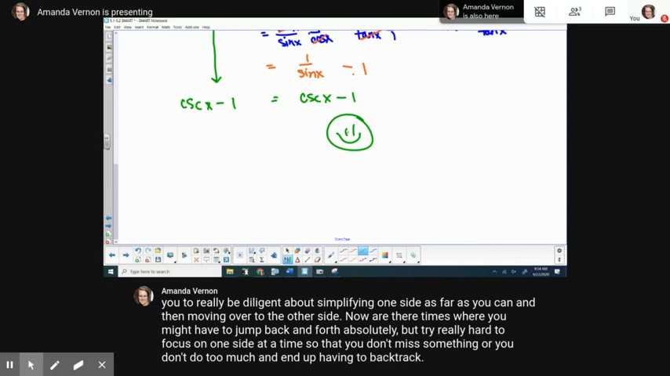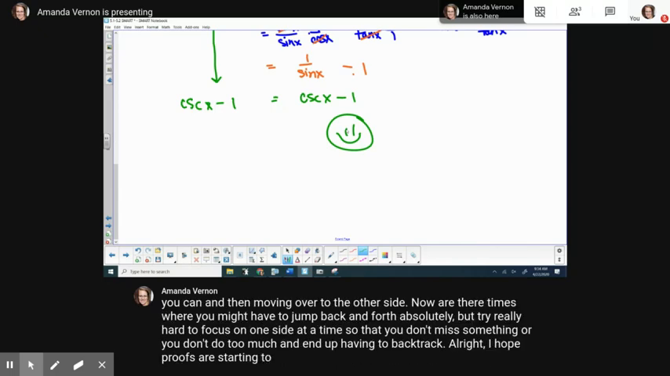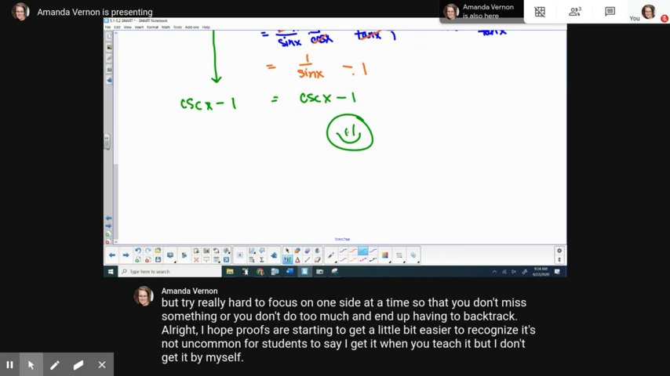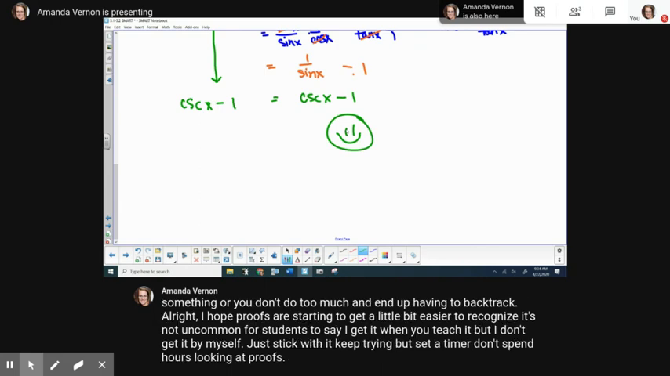All right, I hope proofs are starting to get a little bit easier to recognize. It's not uncommon for students to say, I get it when you teach it, but I don't get it by myself. So stick with it, keep trying, but set a timer. Don't spend hours looking at proofs. Give it a little bit of time, take a break, and come back later.